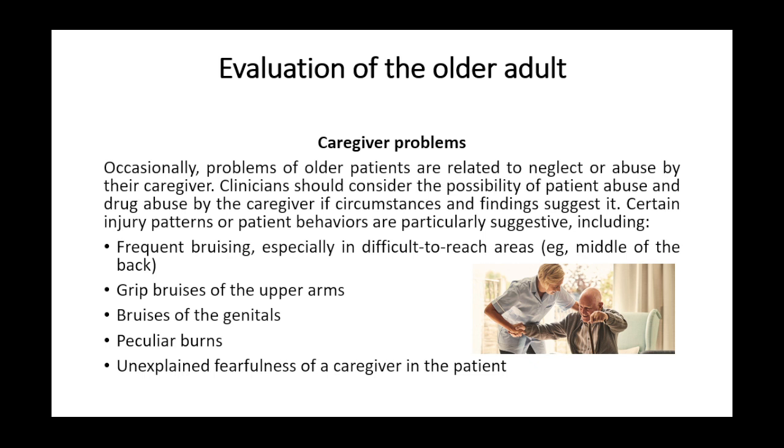Occasionally, problems of older patients are related to neglect or abuse by their caregiver. Clinicians should consider the possibility of patient abuse and drug abuse by the caregiver if circumstances and findings suggest it. Certain injury patterns or patient's behavior are particularly suggestive, including frequent bruising, especially in difficult to reach areas, for example, middle of the back, bruises of the upper arms, bruises of the genitals, peculiar burns, unexpected fearfulness of the caregiver in the patient.